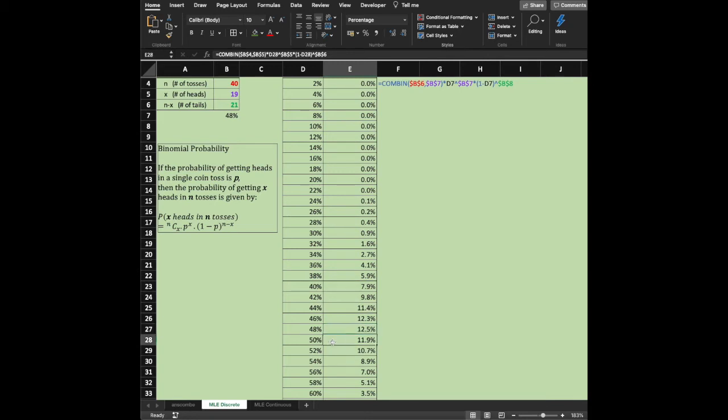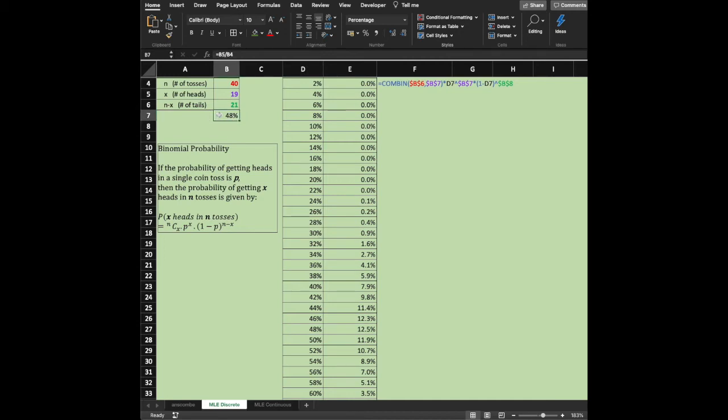At 50%, it's 11.9%, and at 46%, the likelihood is 12.3%. So it maxes out at 12.5%. That is, the likelihood of getting 19 heads in 40 tosses is 12.5% when we assume that the probability of getting heads in a single coin toss is 48%. So as per the maximum likelihood estimation technique, we have got the value of p equal to 48% as an answer, which is the same as what we would have got if we divide the number of heads by the total number of tosses.